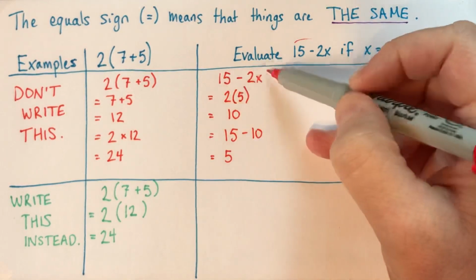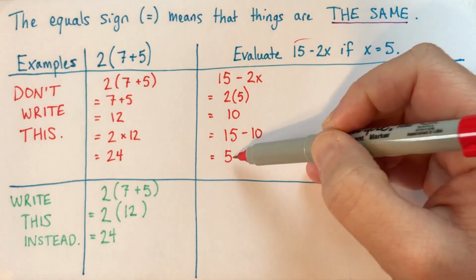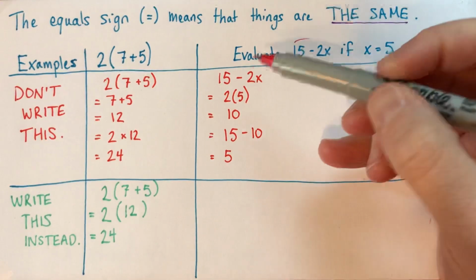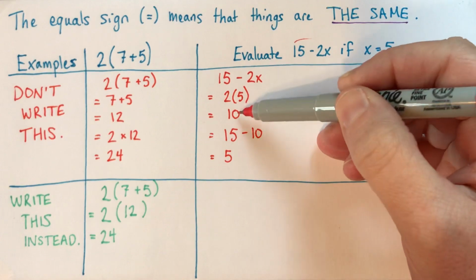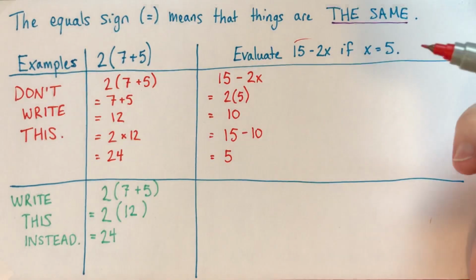So the value of the expression, when x is 5, is indeed also 5. That's just a coincidence that it's the same value. But if we look at this line, this is not equal to 5, and that's not equal to 5 either. So we can't say that all these things are equal to each other.